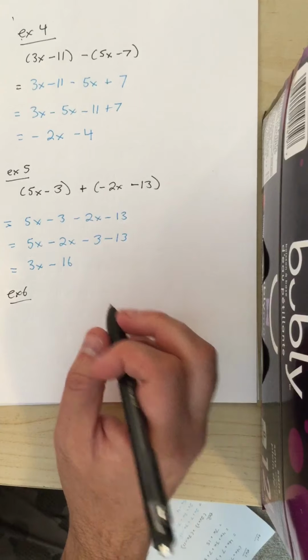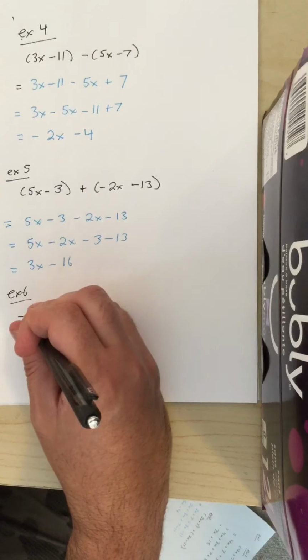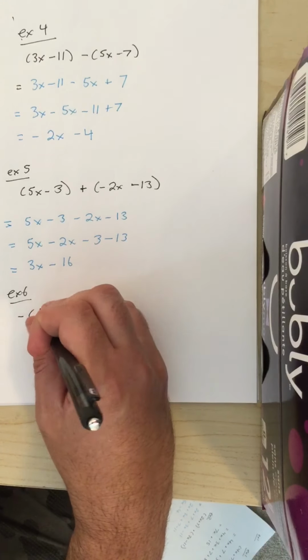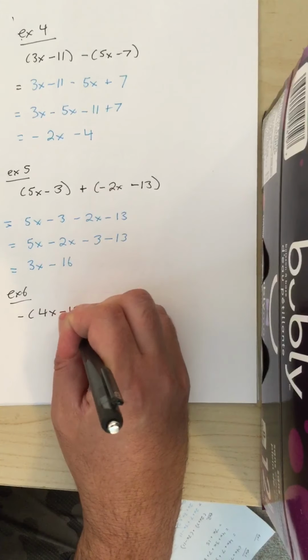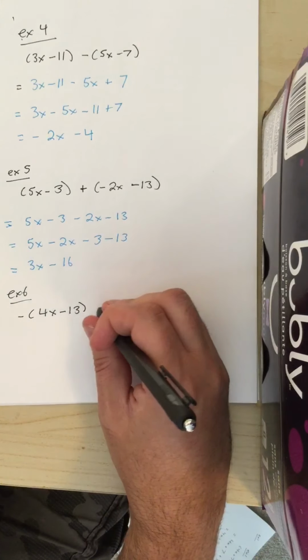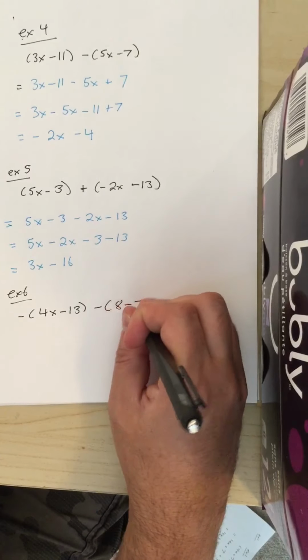Example 6. So minus 4x minus 13 minus 8 minus 7x.